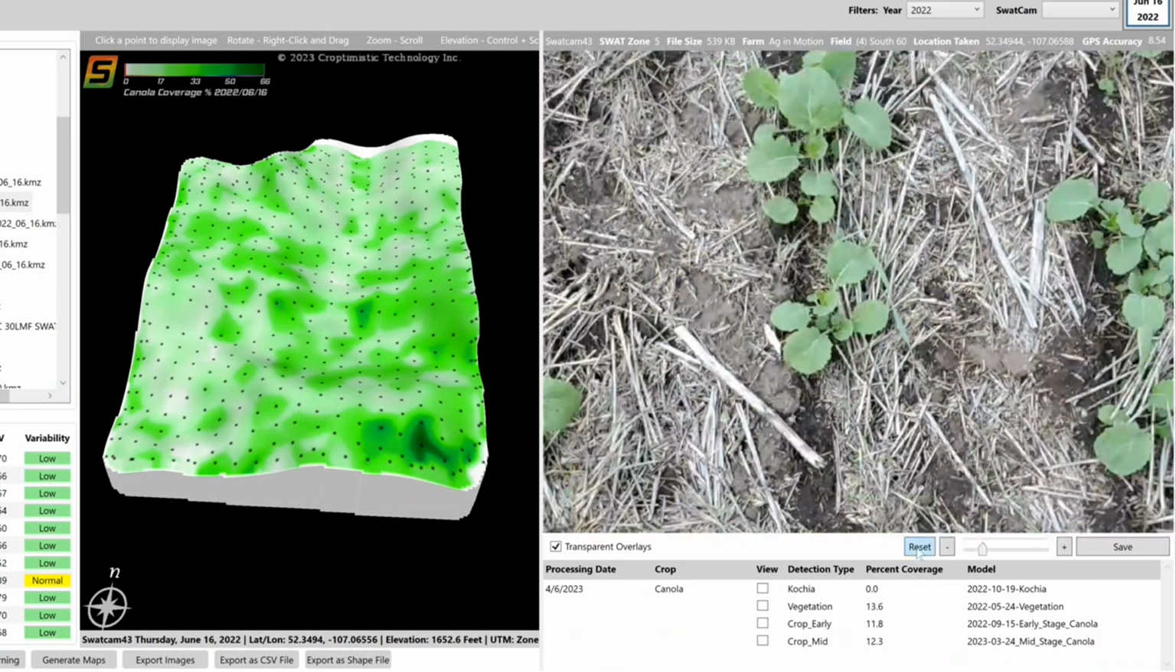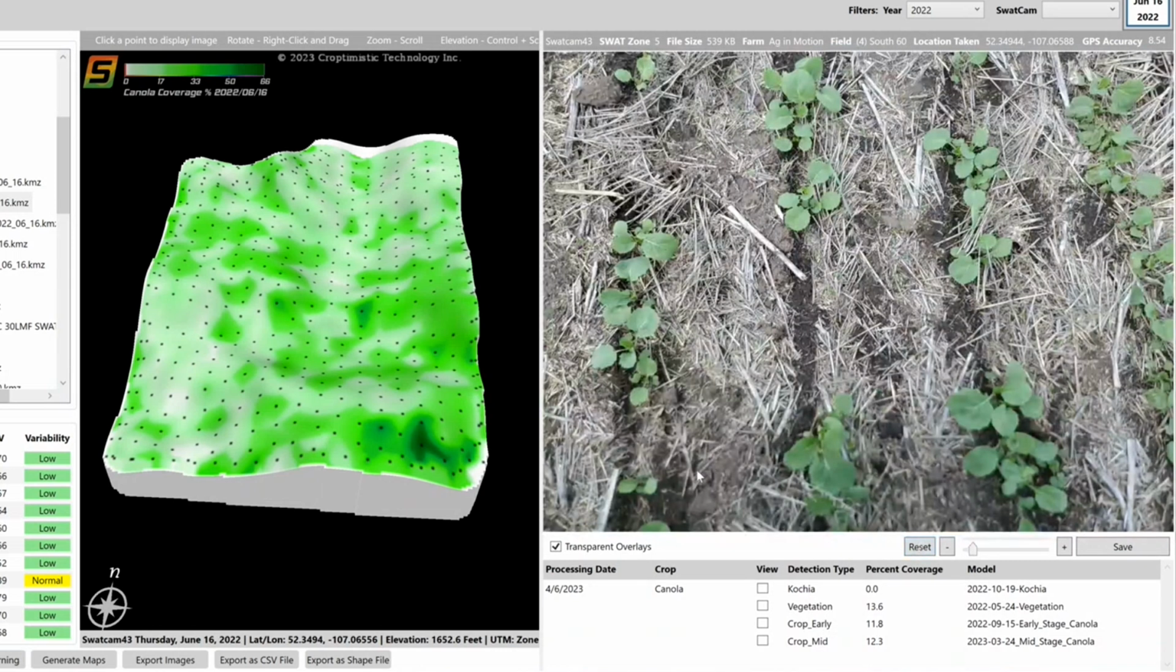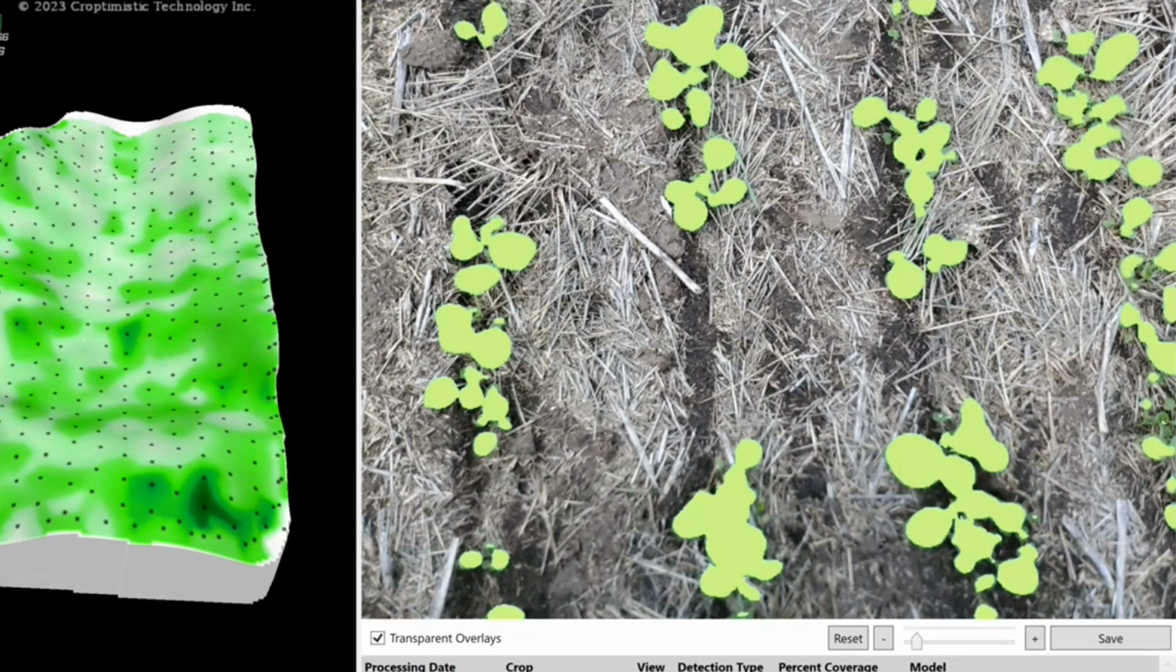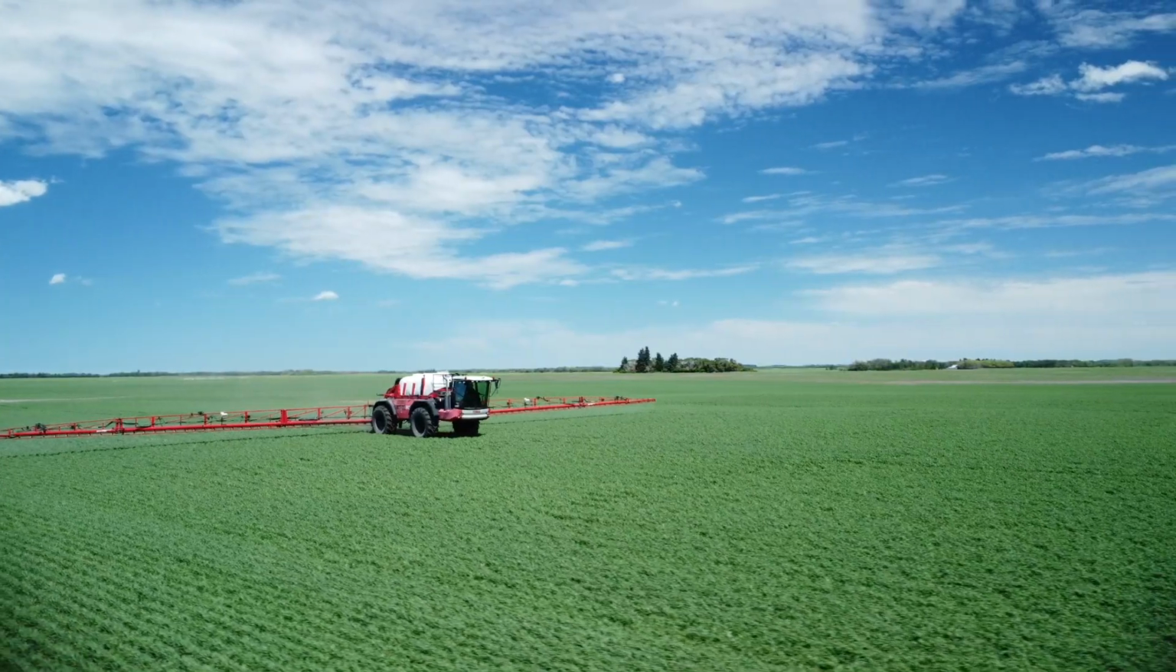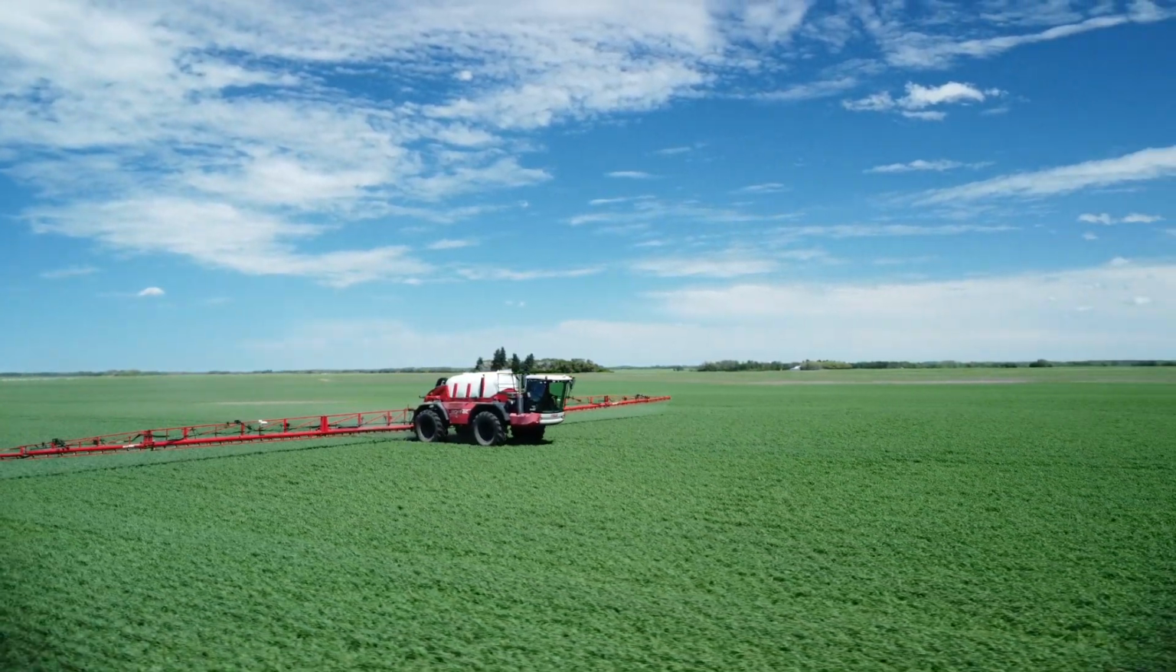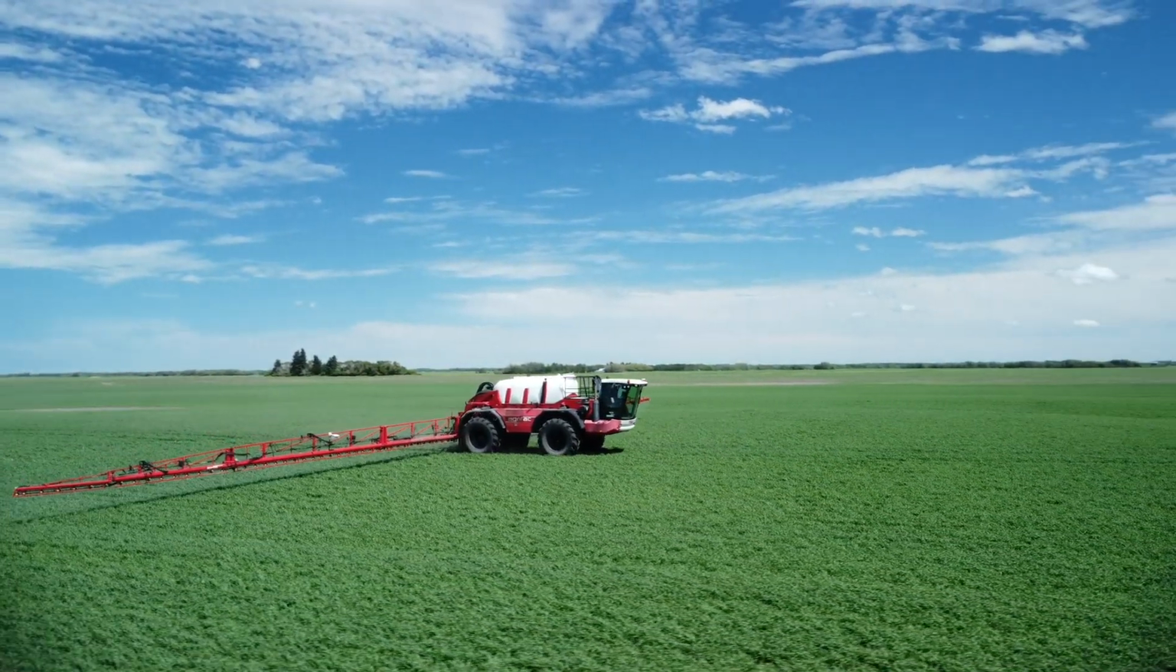And we use machine learning to predict what is crop, and then it quantifies it for that whole image. We quantify the crop independent of the weeds, and then we summarize that by SWAT zone, so the agronomists and farmers can do their analysis on how well they did in establishing that crop.